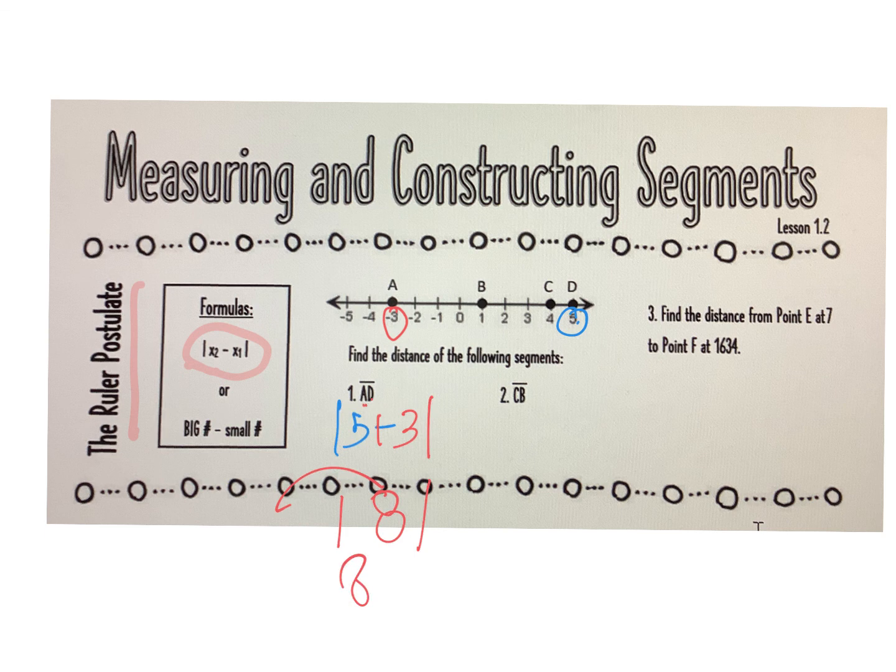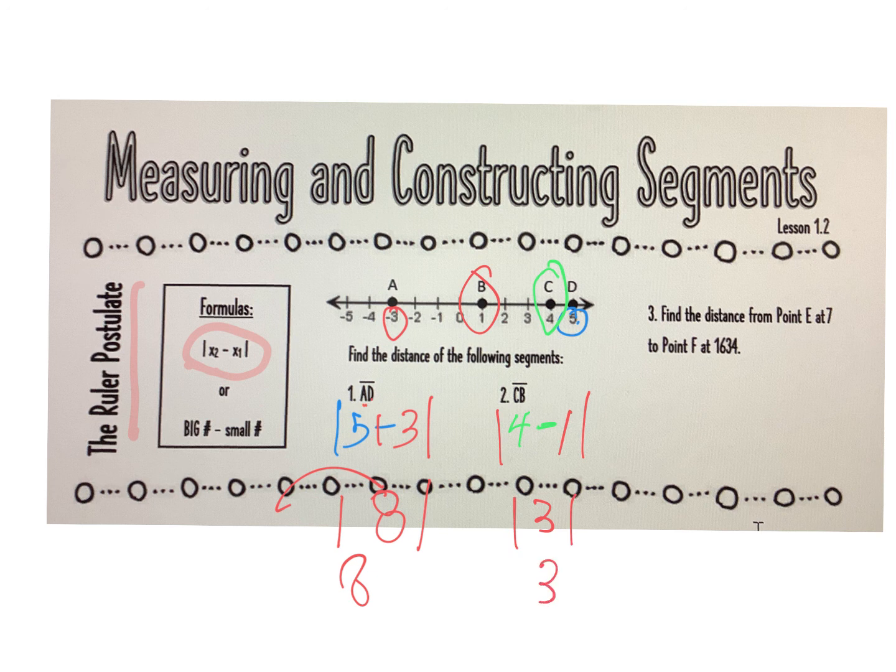So let's look at number 2. Number 2 is C to B. C is right here, 4, minus B, which is right here, 1, and we're going to take the absolute value of it. So 4 minus 1 is 3. The absolute value of 3 is 3.